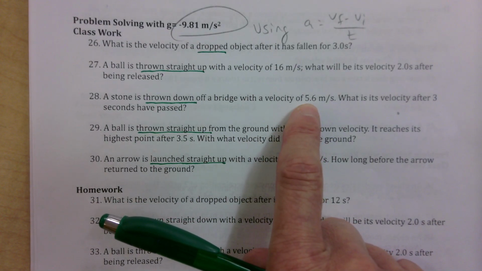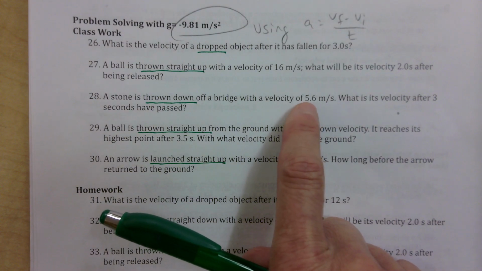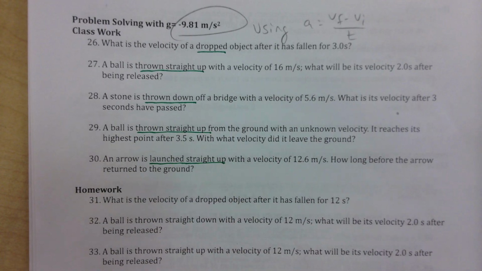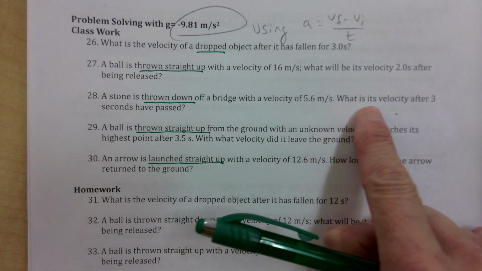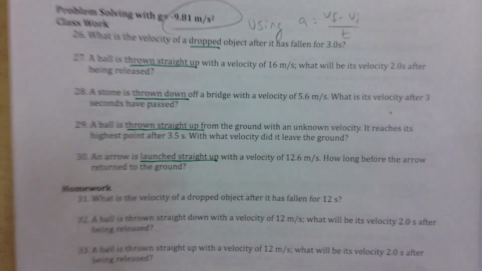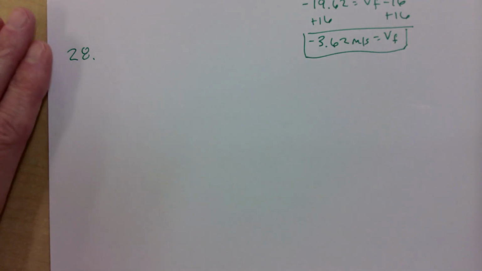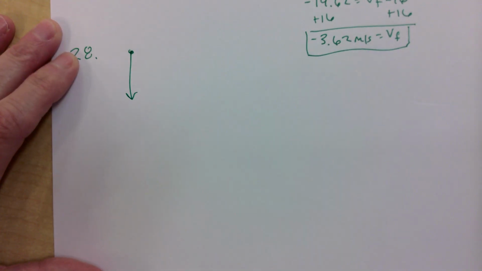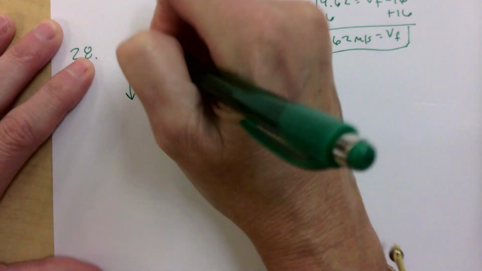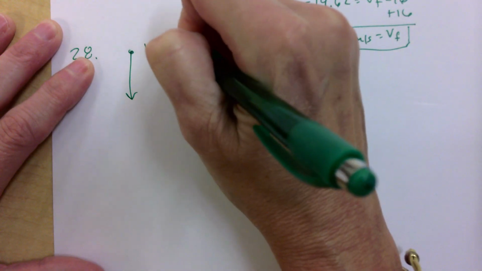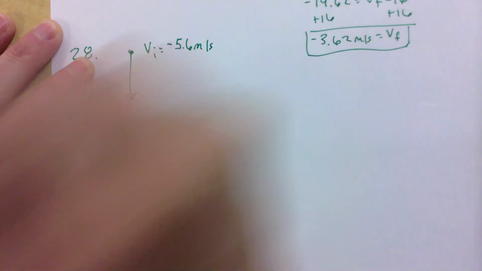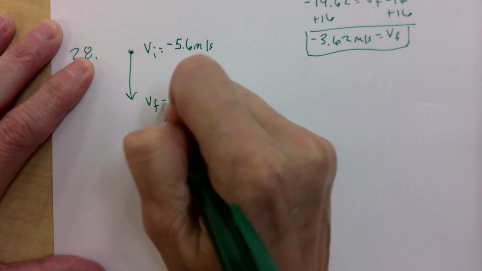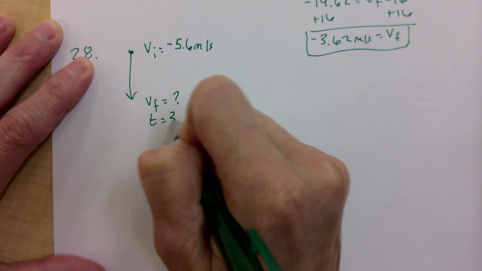Now, when you get ready to write this on your paper, you got to remember that velocity is a vector. So if I'm throwing it down, the sign on this is negative. We want to know what the velocity is after 3 seconds. Okay, so on this one, what we have is we've got a stone and I am throwing it down. So in the beginning, I do have an initial velocity. I'm going downward, so we want to make sure we're putting that in as a negative symbol. And we want to know the velocity down here after it has traveled for 3 seconds.